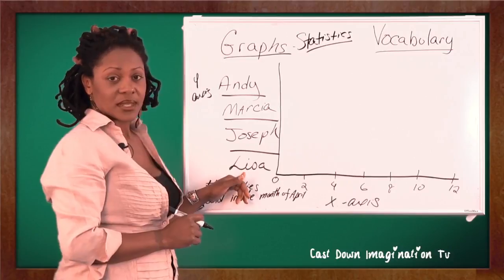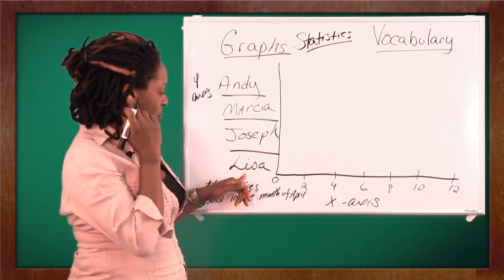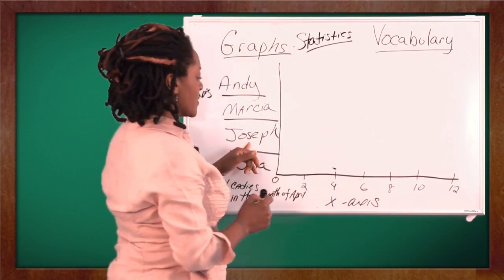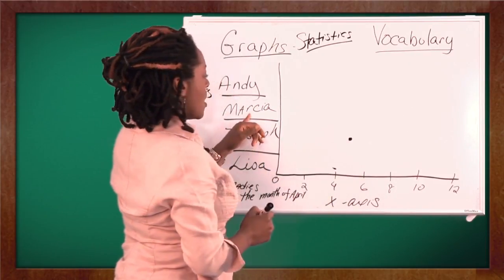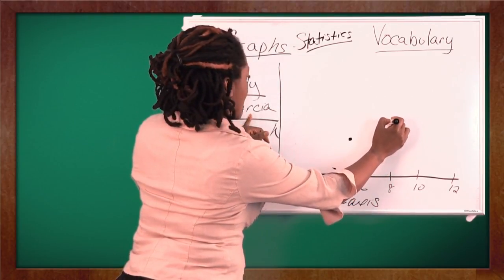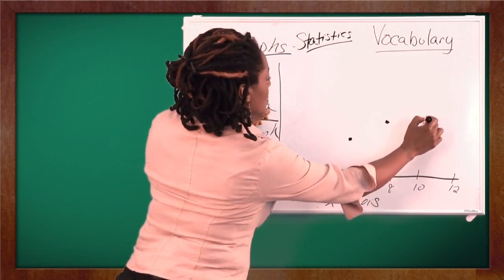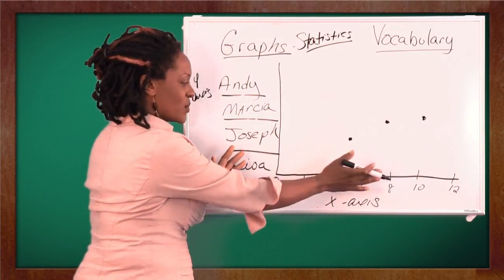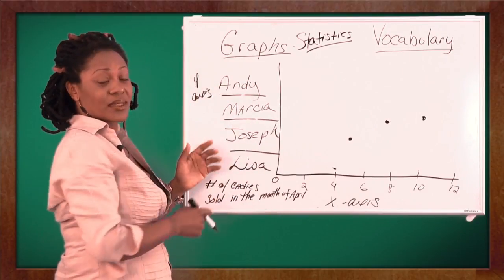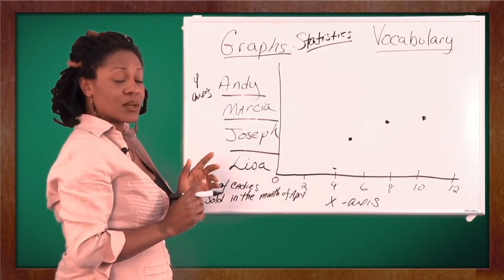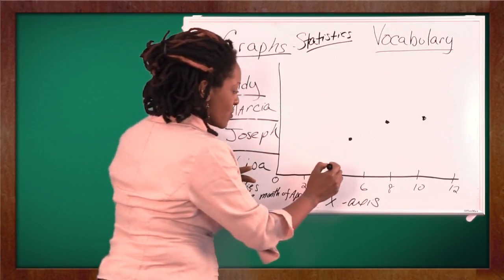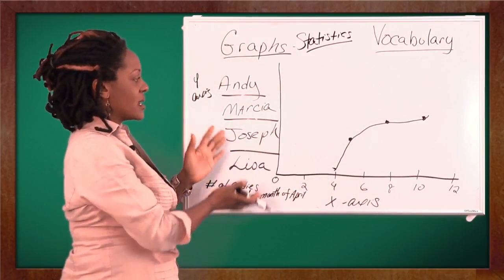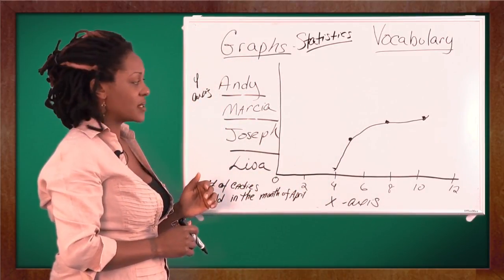So let's say we're going to start with Lisa, and let's say within the month of April, Lisa sold 4 candies. Joseph sold 5. Marcia sold 8. And Andy sold 10. Okay, so very easy to plot the information once we know what these numbers represent and what that y-axis represents. So again, we can draw a line and make a visual representation of the progress. Did it go up or did it decline as we read the progress of each student and their fundraising abilities?